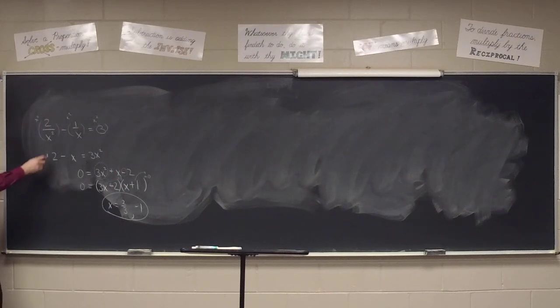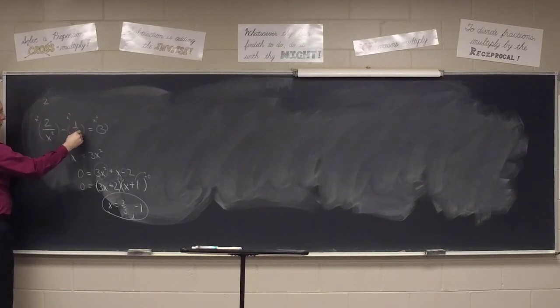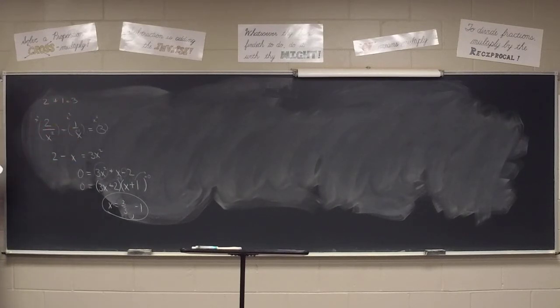Let's check the -1. What do you get when you square a -1, class? +1. 2 divided by +1, 2. And then we've got a -1 over -1. Well, those two negatives are gonna cancel to give me just 1. True or false? True, of course. Let's try the 2/3 now.